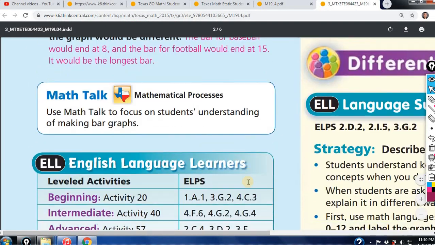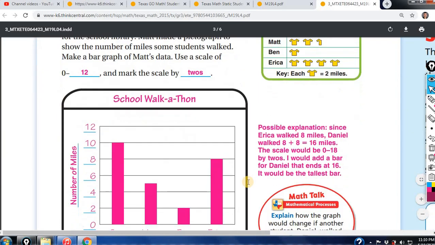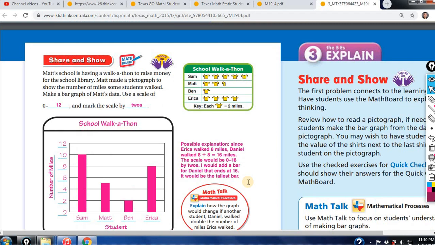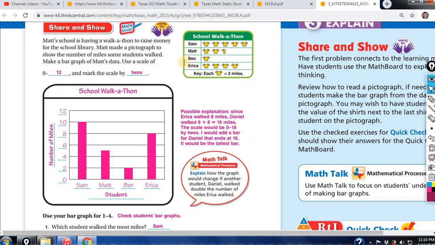So once you get yours done, it should look like this. Okay? So we go from 0 to 12, and mark the scale by 2. Now we go to 12. Why? Because our highest one was 10.